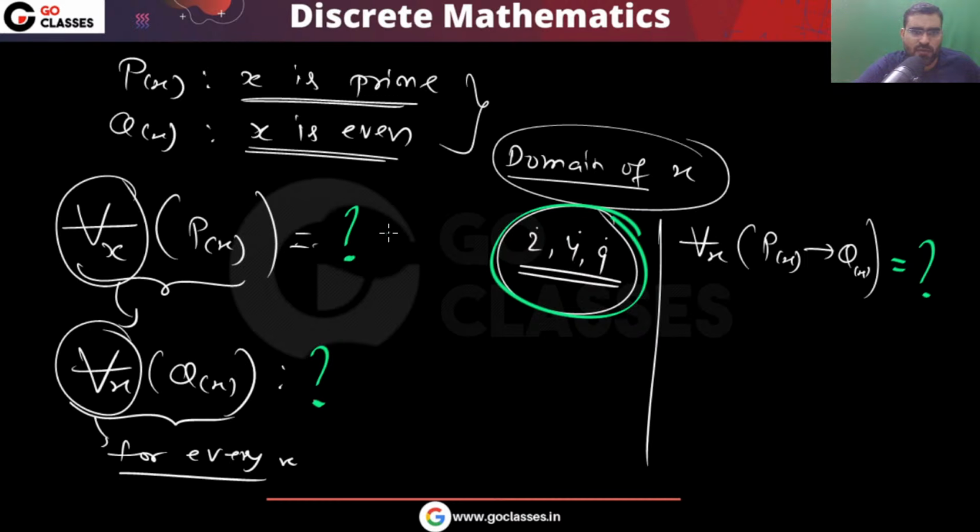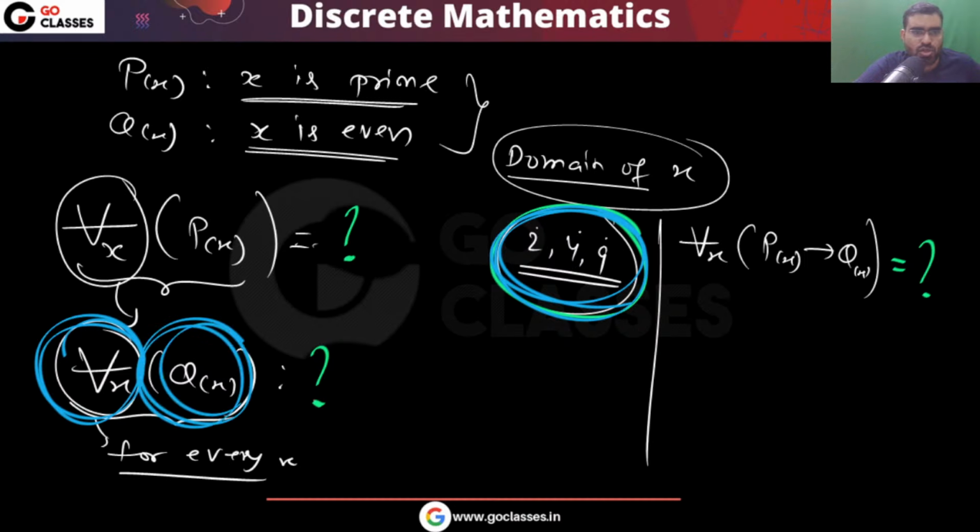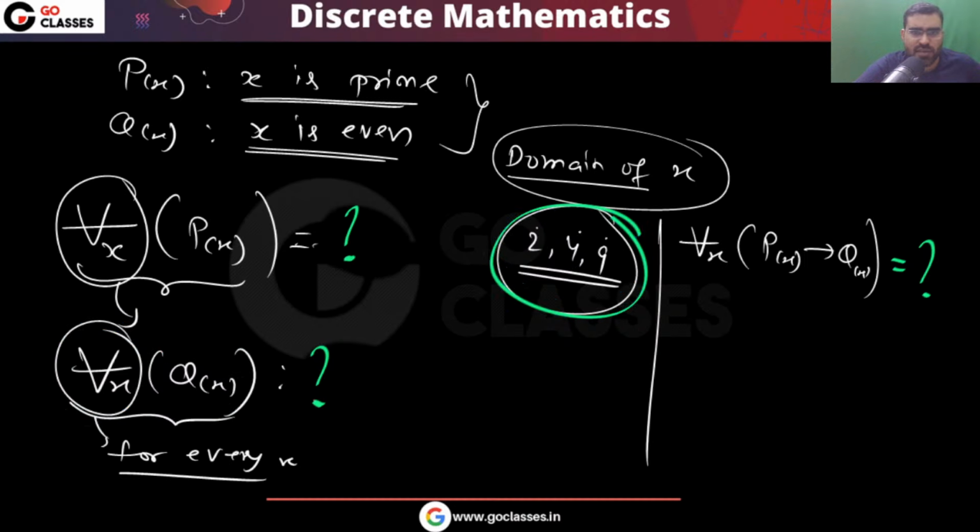So definitely this is going to be false. You can easily see. Now what about the next one? For every value of x, this Q is true. Means everyone is even. That is also false, because 9 is not even. So definitely this is also false.